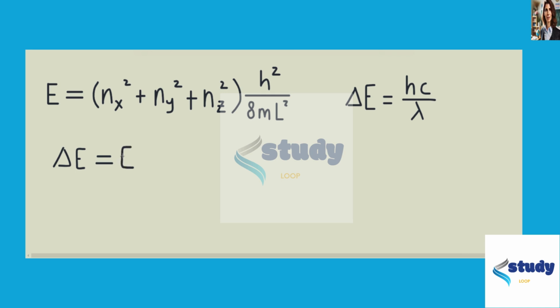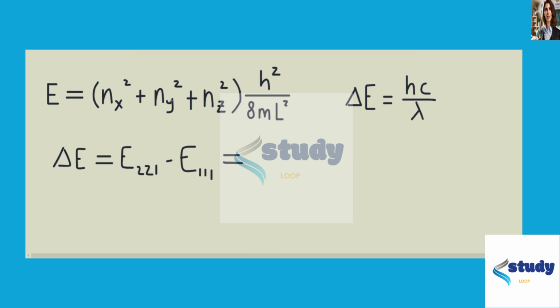So delta E is going to be equal to the energy level in the 2-2-1 state minus the energy level in the 1-1-1 state. So we simply plug in 2, 2, 1 for nx, ny, and nz accordingly, and then 1, 1, 1 for nx, ny, and nz accordingly, and carry out the operation.